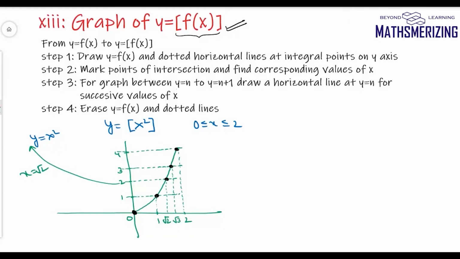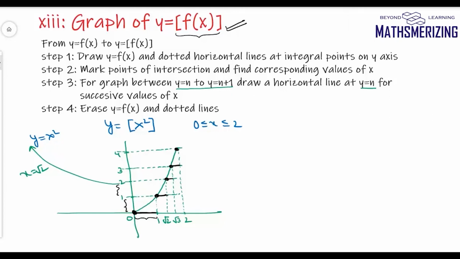Now what's the next step? Now for the graph between y equals n and y equals n plus 1, draw a horizontal line at y equals n for successive values of x. So between 0 and 1, draw a horizontal line at 0. Between 1 and root 2, when y is between 1 and 2, so that is when x is between 1 and root 2, draw a horizontal line at 1. In the same way between root 3 and 2. So the graph in black is actually your graph of greatest integer function of x square.